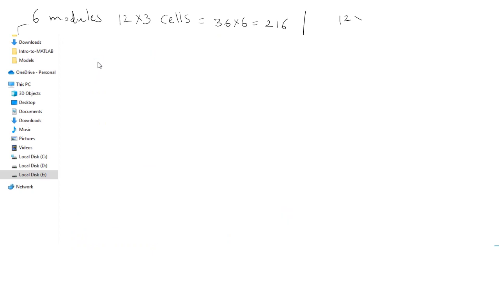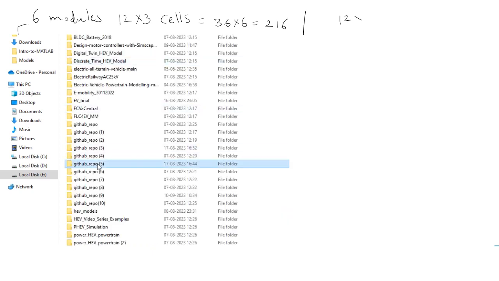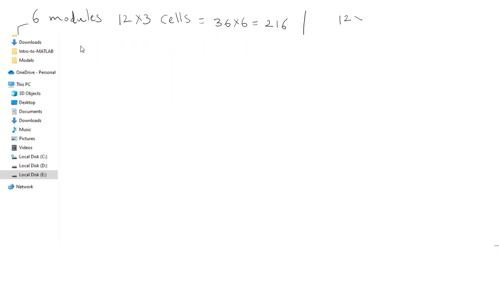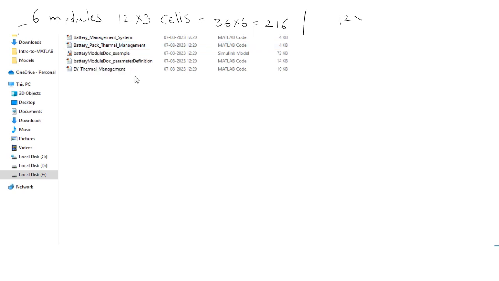I will upload this file, BMS2, or else I will mention battery pack thermal management. Okay, these are the models. You will see the models here, and whatever files are required will be there. Mat files, Simulink files, everything is there.